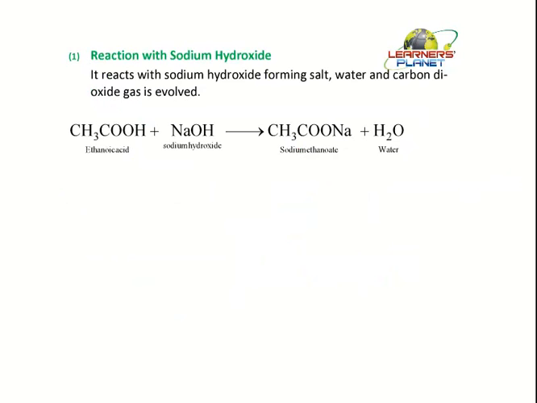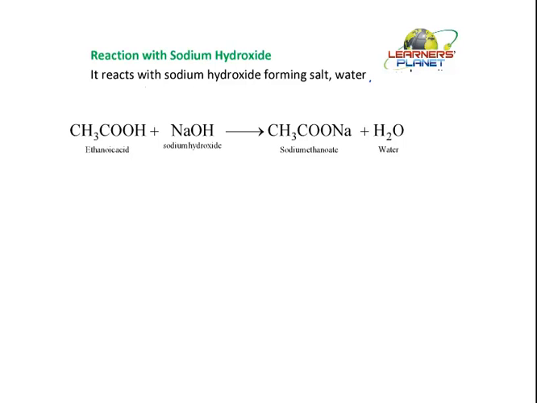Now there is another property, that is, the chemical properties of acids. That is the reaction with sodium hydroxide. How is it reacting with sodium hydroxide? It reacts with sodium hydroxide forming salt and water. So what are the products which are formed here? It is salt and water, that is, ethanoic acid plus sodium hydroxide is giving what? Sodium ethanoate and water.